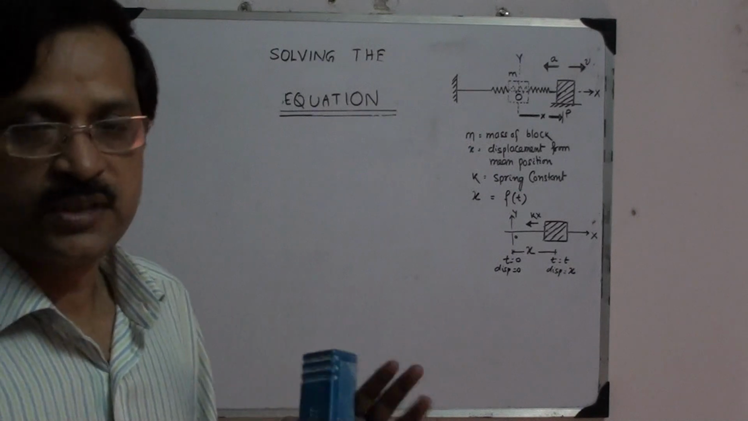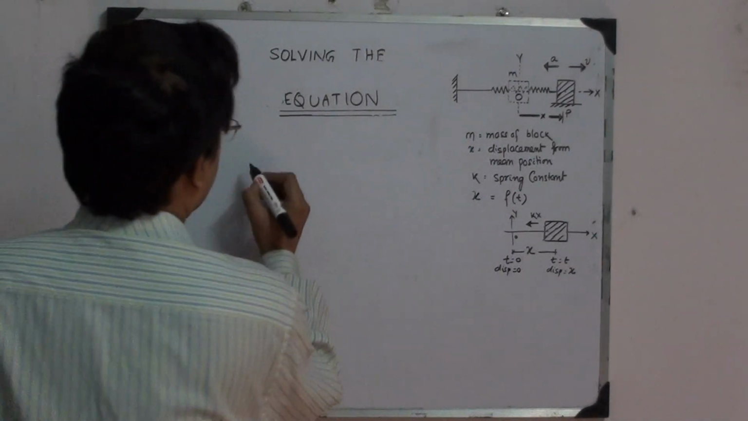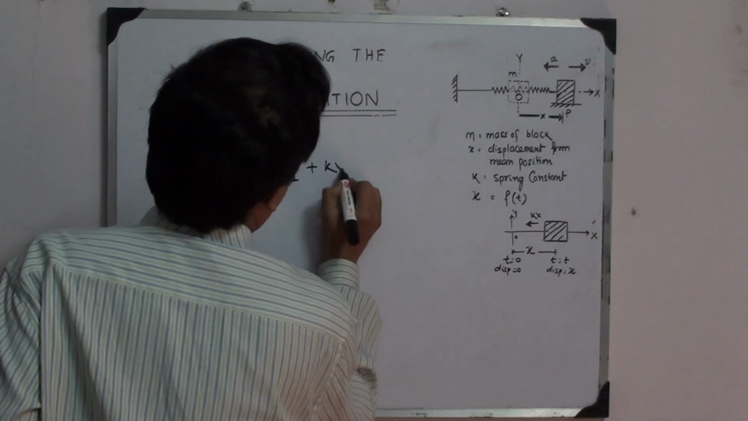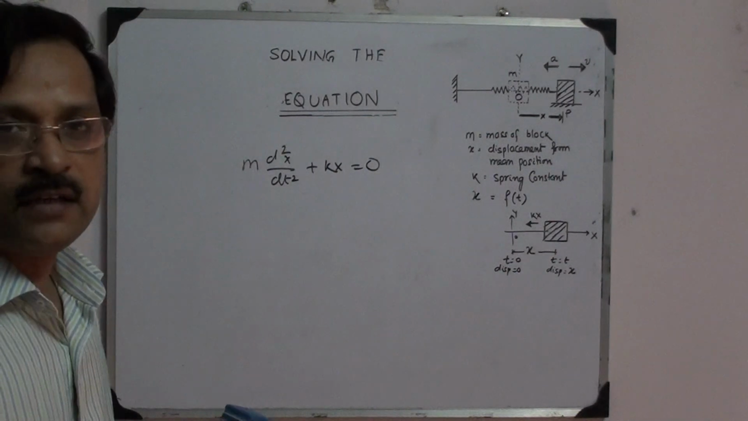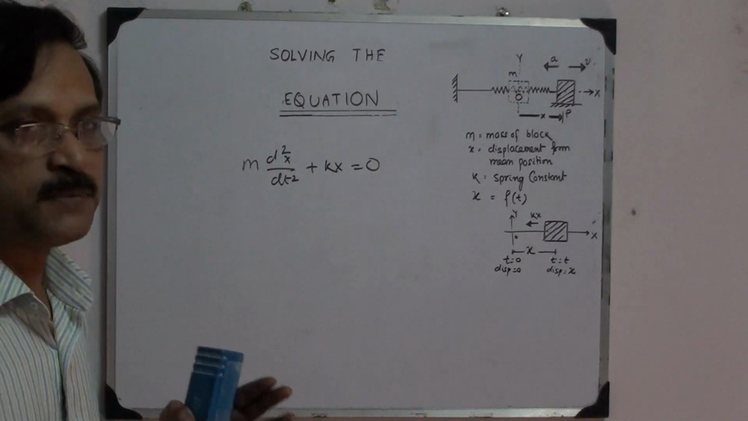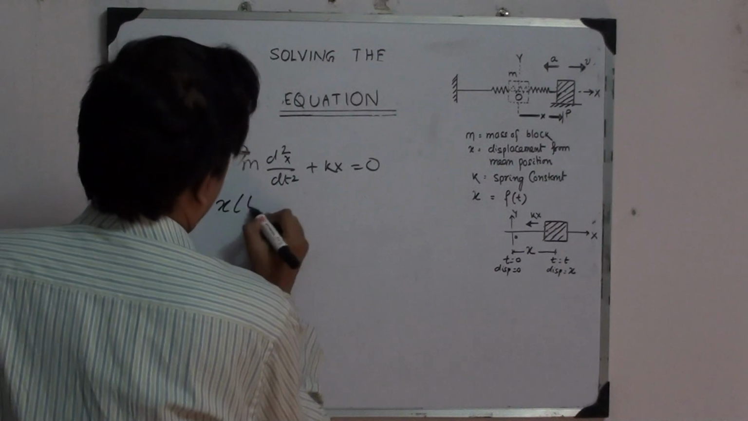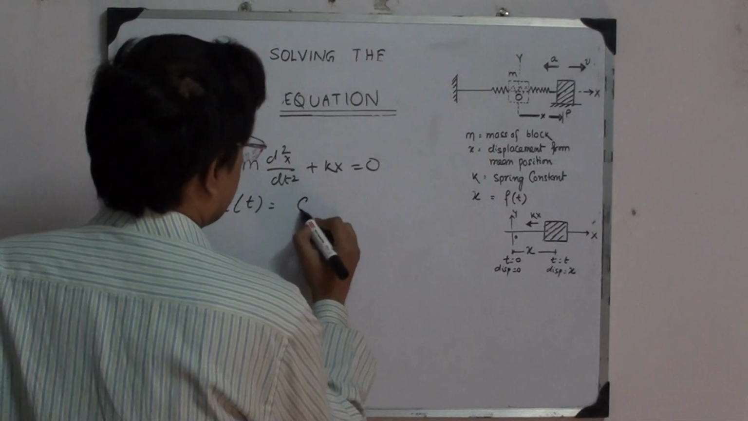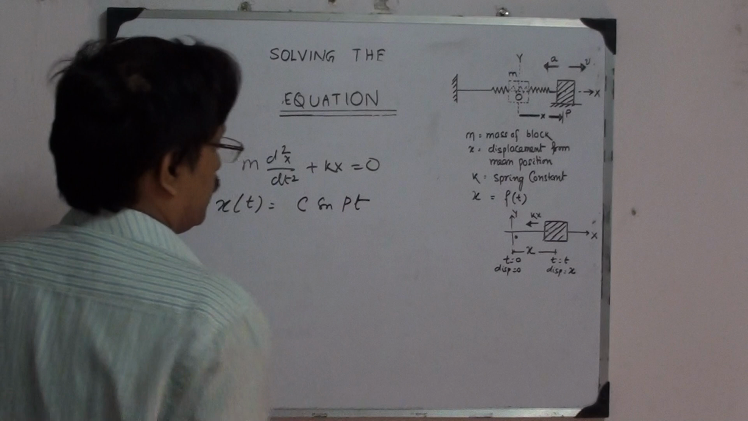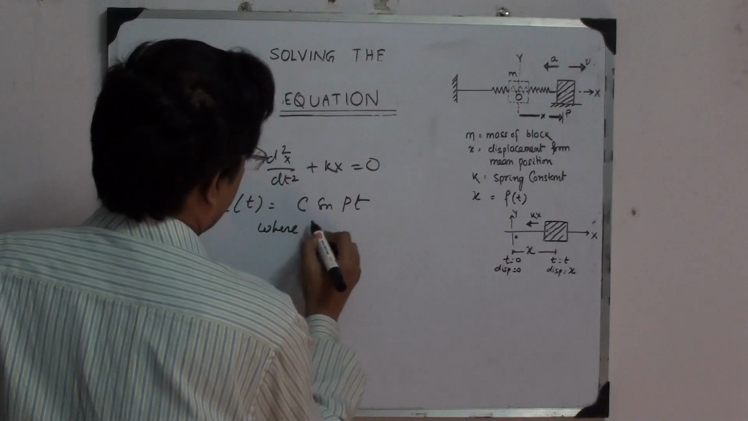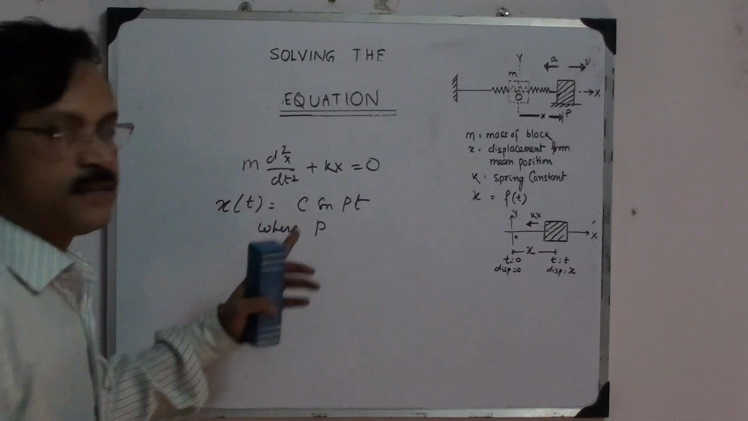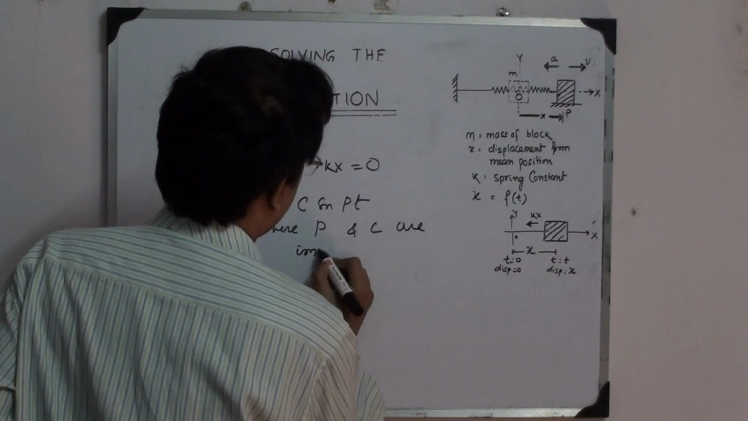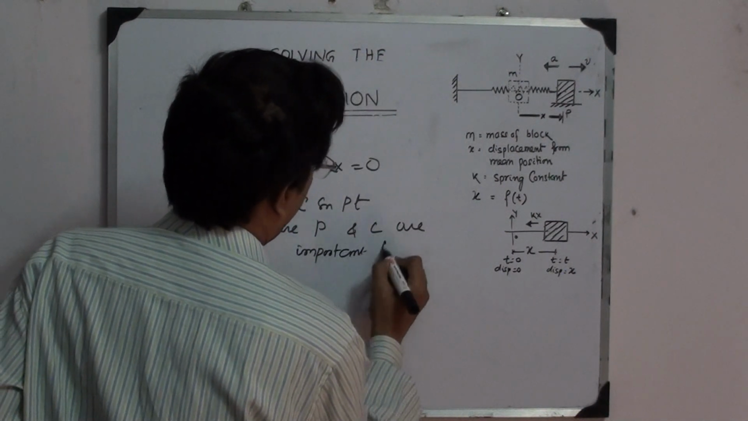So you see, if you solve this second order differential equation, m d square x by dt square plus kx is equal to 0, you get the solution for the displacement function x, and this is in the simplest form. This is c sin pt, where p and c are important findings.